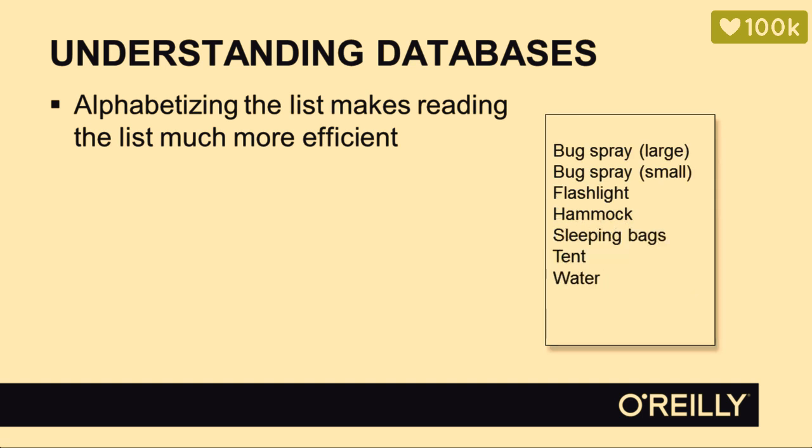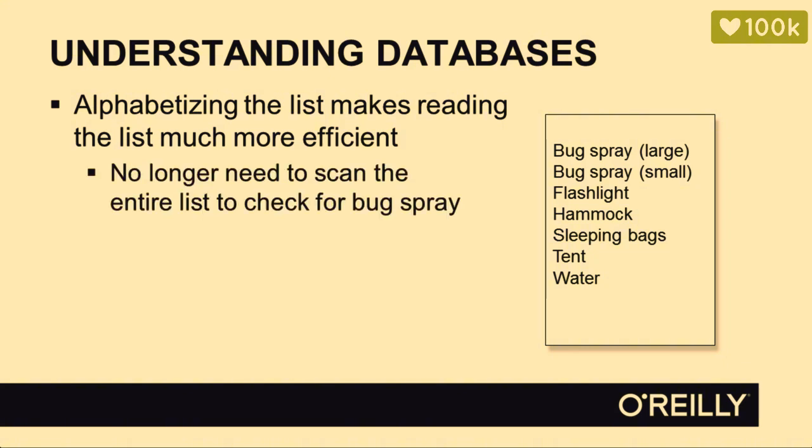Because once I put it in alphabetical order, notice what just happened for this little answer to the question. I no longer need to scan the entire list to check for bug spray. Notice this list now. Bug spray is right at the top. I see bug spray, the first entry, bug spray, the second entry, and as soon as I see flashlight, this is inferring to me that I'm through with the bug sprays. There's not going to be any other instance of bug spray in this list, and so I can stop reading at that point. From a database operational standpoint, this means we have to read less data off the disk.